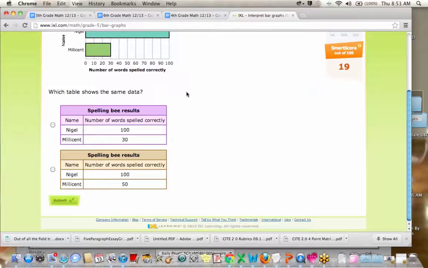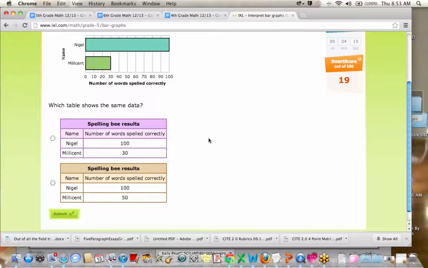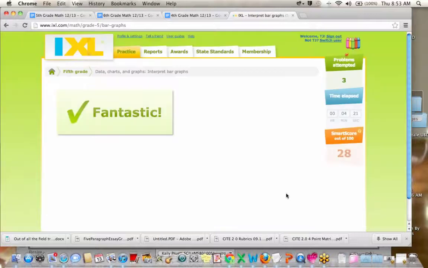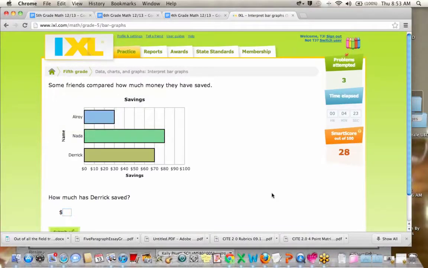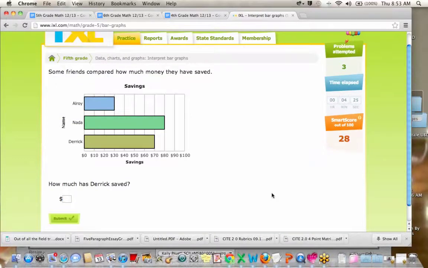You could just put one or two, the first one or the second one. Good. Perfect. Easy. Let's just do another easy one and then we'll move on to actually creating bar graphs.